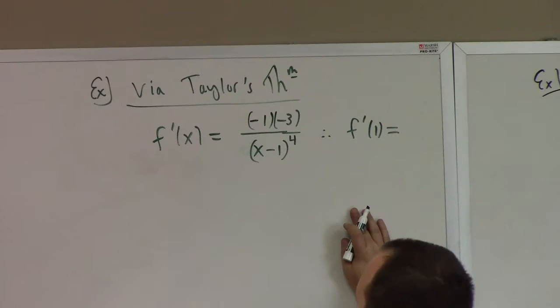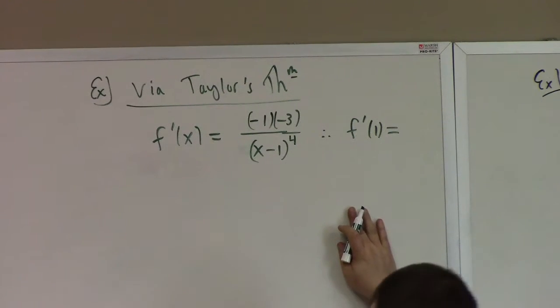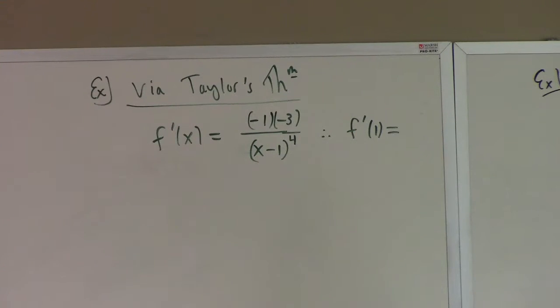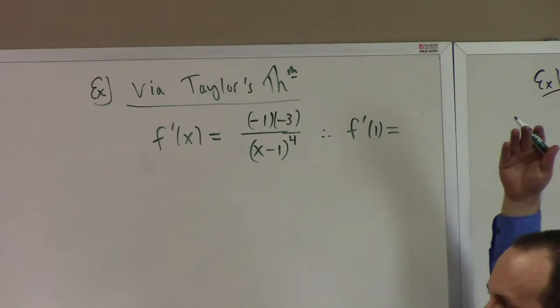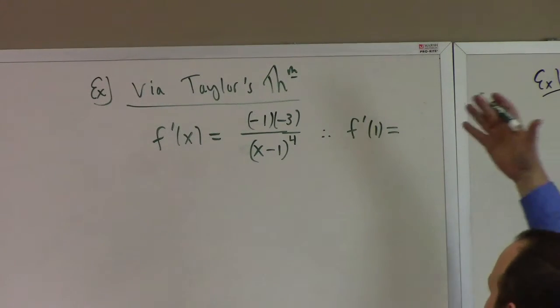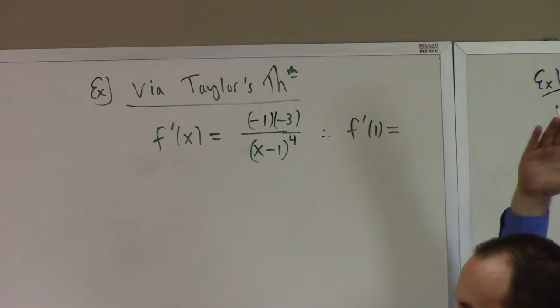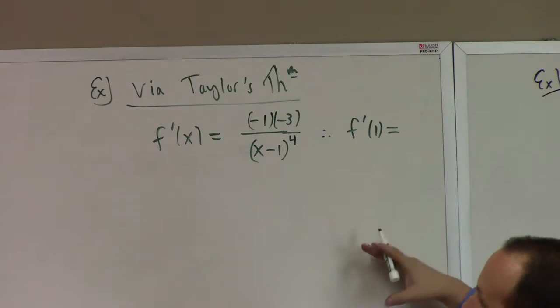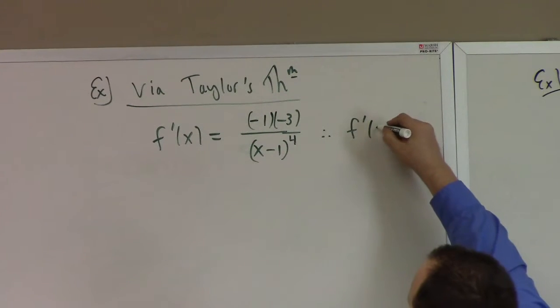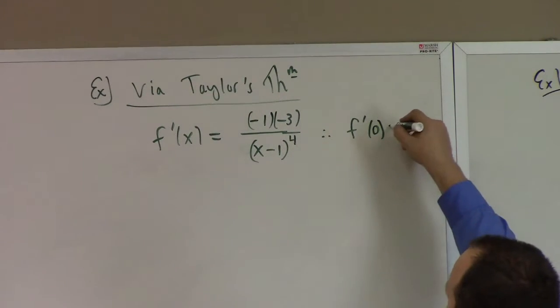Whoa, whoa. Oh, why am I... Why would you plug in 1? I'm a moron. That's absolutely the one worst possible point you could pick. Anything except for 1 would be reasonable to try here. I have chosen the one point in the whole real line I cannot use. Yes, 0. I'm looking for the Maclaurin expansion.